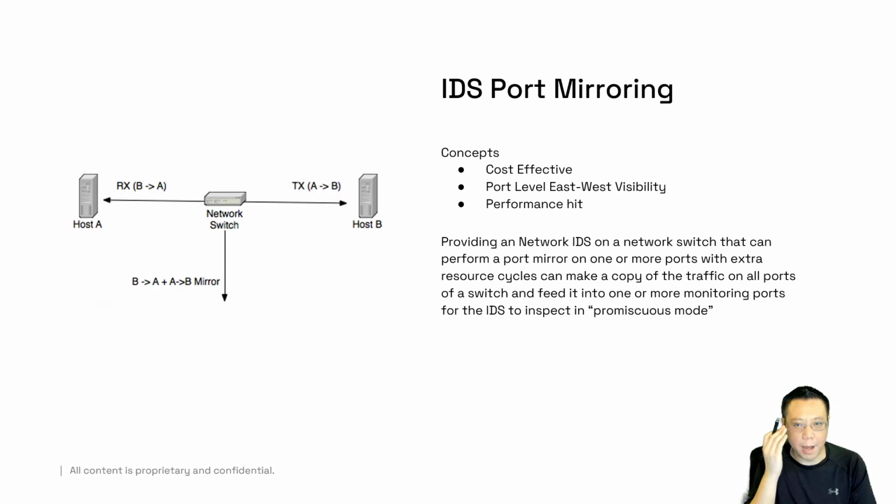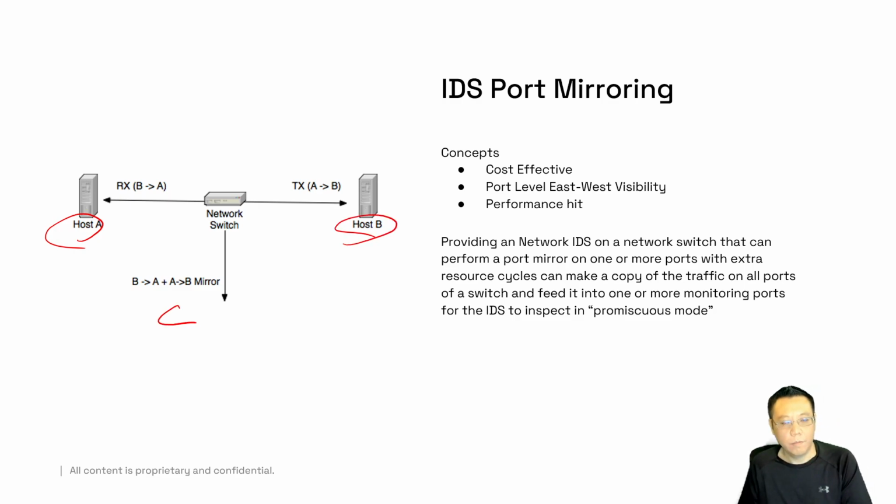How do we do so with passive or IDS port mirroring? Well, you connect to a switch, and then port A for host A and port B are mirrored to a port C. And there's a problem with that, and think about this for a second. Pause the video and think about it.